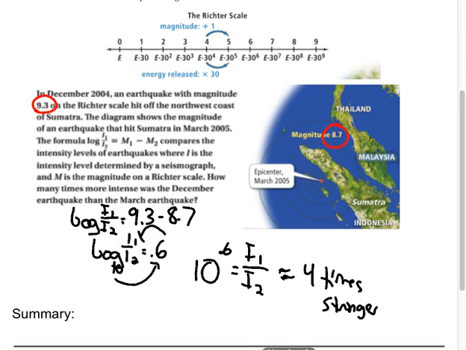So that's something where it looks like such a small difference, comparing 9.3 to 8.7, but that had 4 times the strength, okay? So again, it's cool to recognize how that relationship works, and that's what logarithms do, okay?